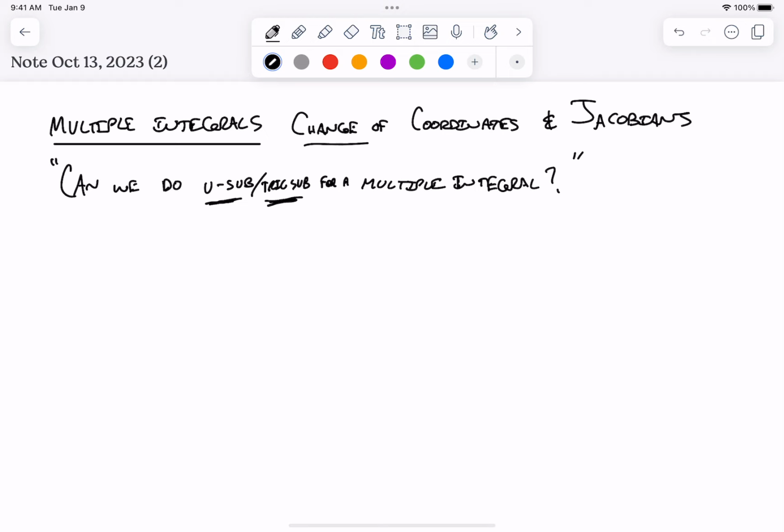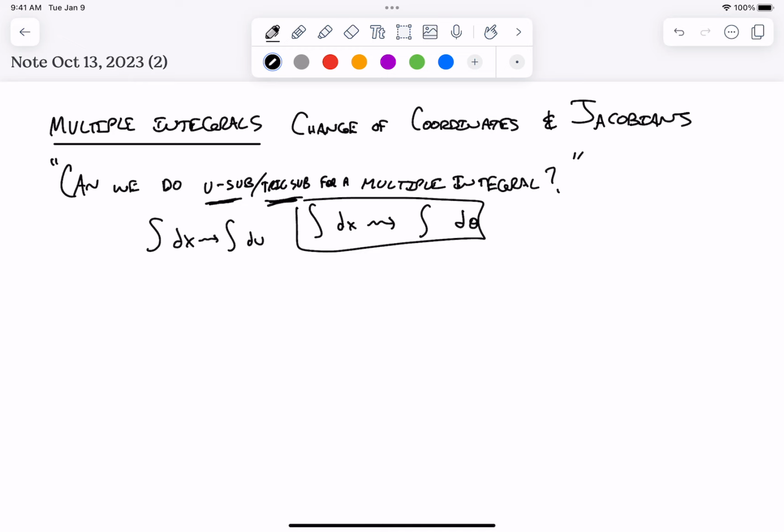They were both changes of coordinates, meaning what? You had an integral that used to be an integral dx, and then you do something and it becomes an integral du. Or trig sub: you had an integral dx, and now it's an integral d theta. The way we're going to set up our change of coordinates and Jacobians is going to be more like how we set up trig sub for single integrals than how we did u-sub. They're equivalent, but just the way it gets written, it's going to look a little bit more like trig sub.